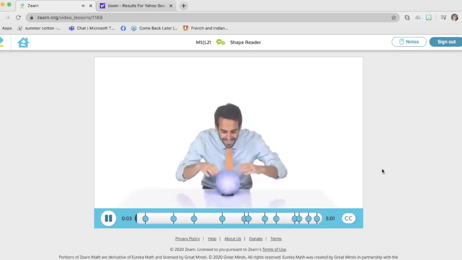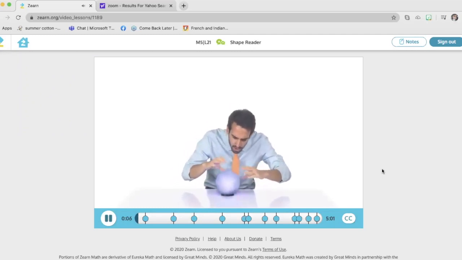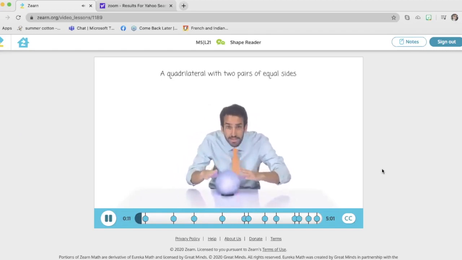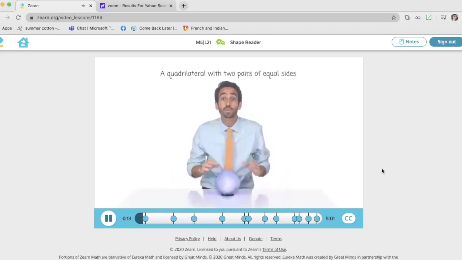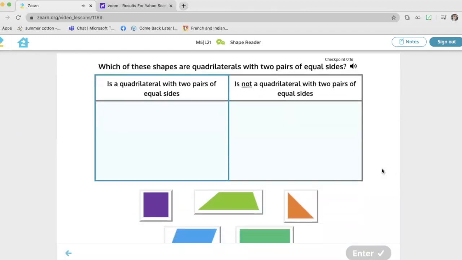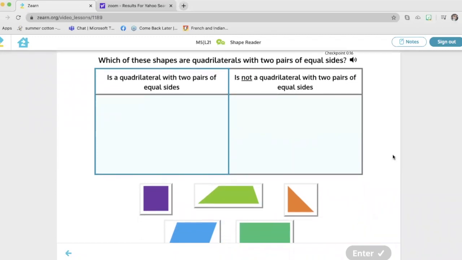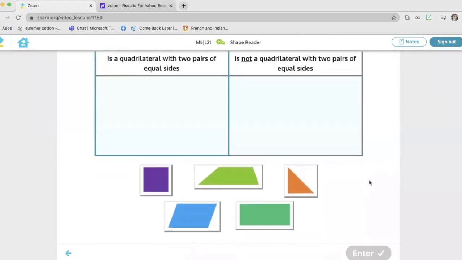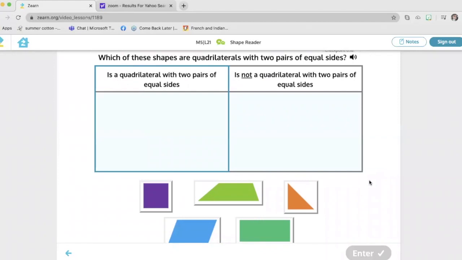Welcome, Zerner. I'm seeing a quadrilateral with 2 pairs of equal sides. Pick the shapes that could match what I see. Okay, so on this question, it's saying which of these shapes are quadrilaterals with 2 pairs of equal sides? So if you see a shape that has 1 pair of equal sides, which is what we call the parallel, remember? Okay, so if you see a shape with 1 set, it is not an option. It has to have 2 sets of parallel sides that are the same length.